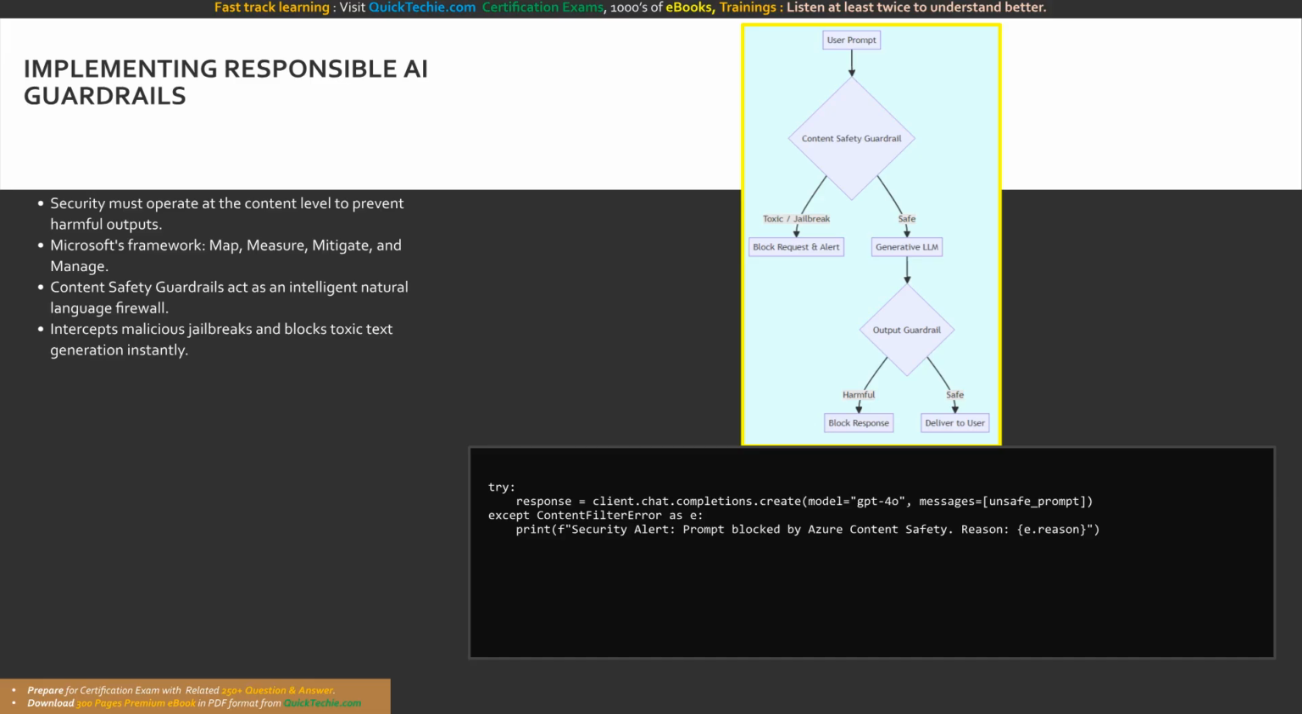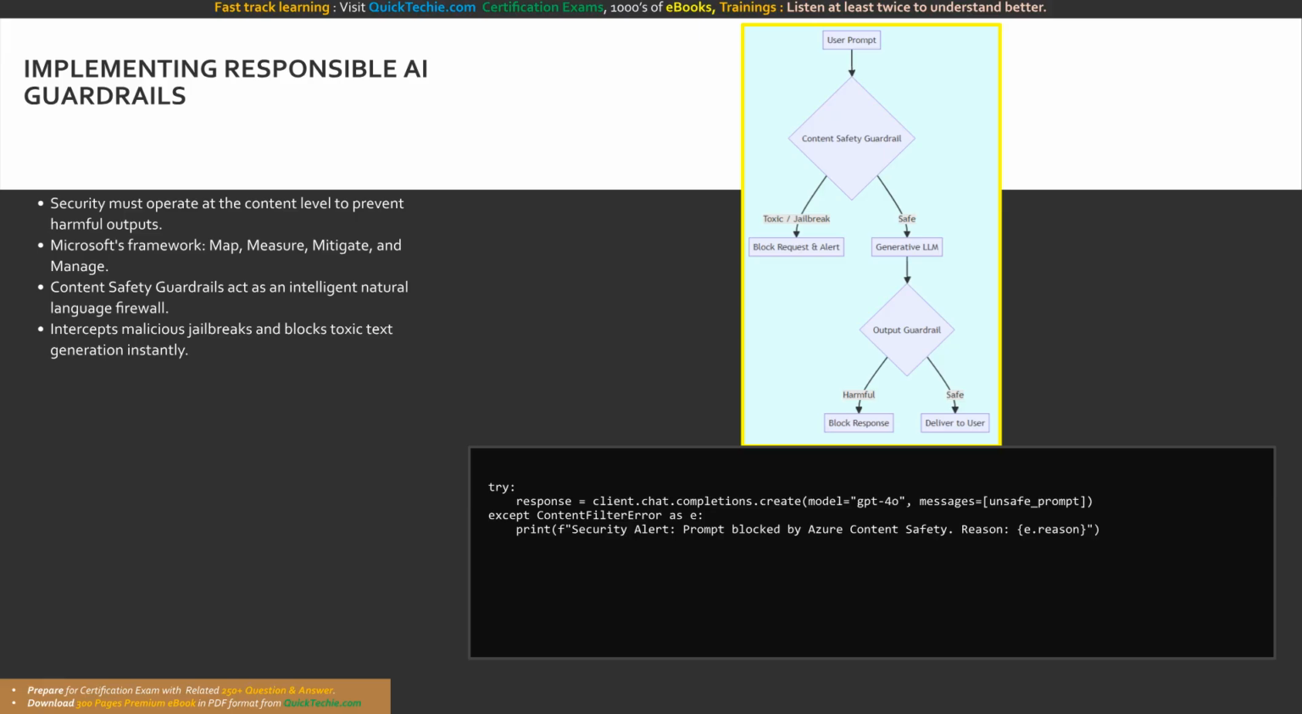This dual-layer protection mechanism ensures that your entire AI ecosystem remains perfectly safe, secure, and fully aligned with global regulatory standards. This crucial error handling block catches the exact moment a content safety guardrail intercepts a toxic prompt. The system actively throws a content filter error, completely preventing the dangerous prompt from processing.